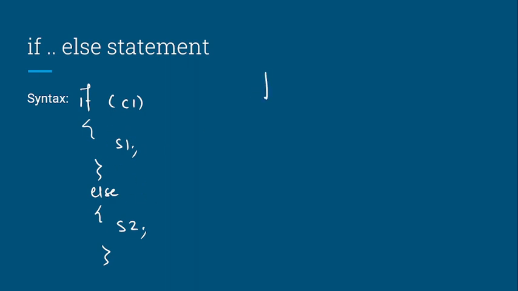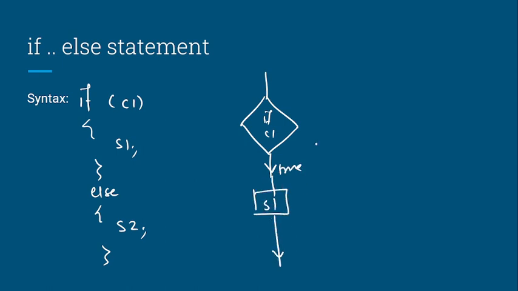Okay, so let's look at the flow diagram. So if C1 is true, we have one set of statements S1 and the control is going to come down. But if the condition is false, we have the other set of statements, let's say S2 as we have mentioned. So that will get executed and then the control comes out.